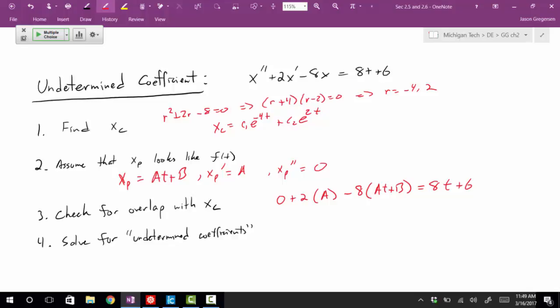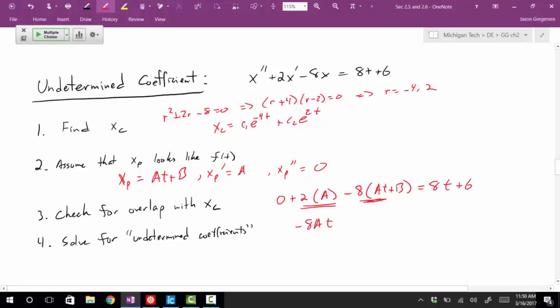The best way to solve for A and B here is to reorganize the left-hand side to look like a polynomial. I got a polynomial on the right. Let's make it look like the polynomial on the left. On the left, there's a polynomial. See, there's a t term. So I'm going to group all the t terms together. I get negative 8a times t.